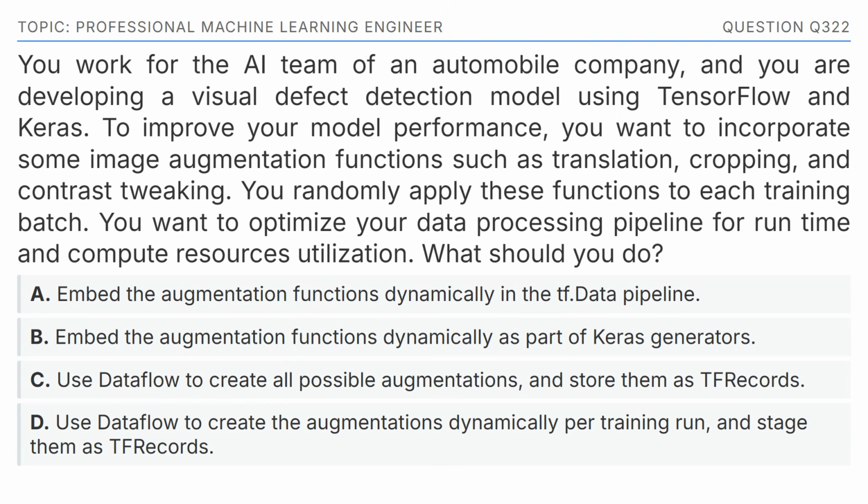What should you do? The options are: Option A, embed the augmentation functions dynamically in the TF data pipeline. Option B, embed the augmentation functions dynamically as part of Keras generators. Option C, use Dataflow to create all possible augmentations and store them as TF records. Option D, use Dataflow to create the augmentations dynamically per training run and stage them as TF records.